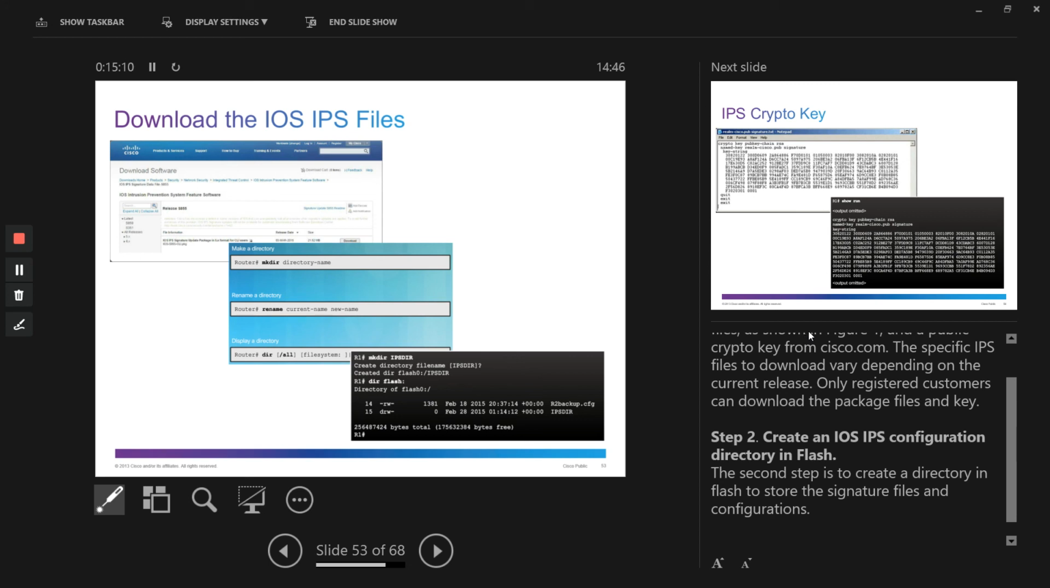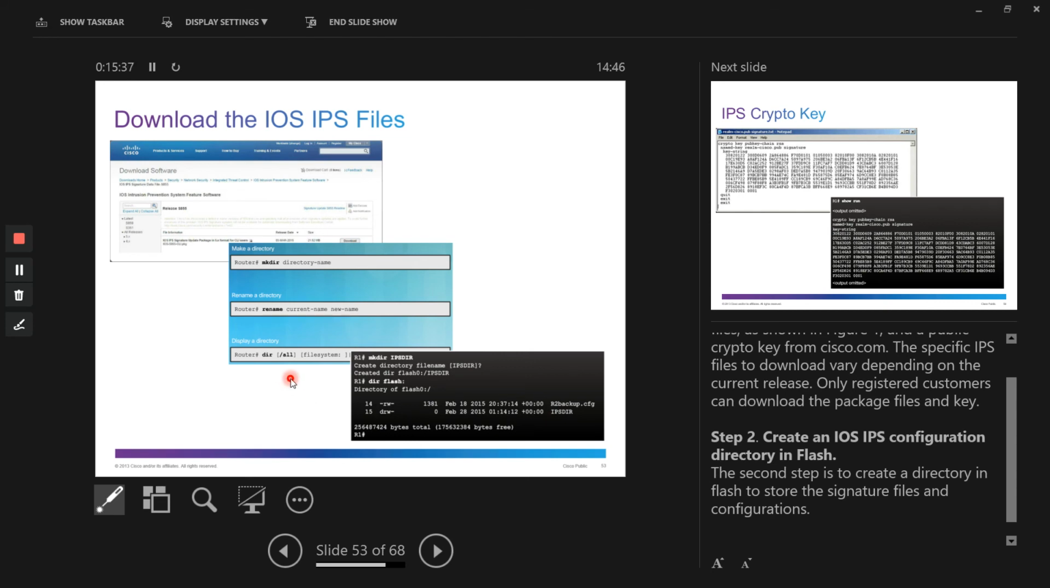Now, the second step is to create an iOS IPS configuration directory. You can see over here we've got some commands that you can use. mkdir is the one that you can use to create a directory. Once the directory is created, you can use the command dir flash:, which will show you all the directories created on flash. Over here, you can see ipsdir is listed.